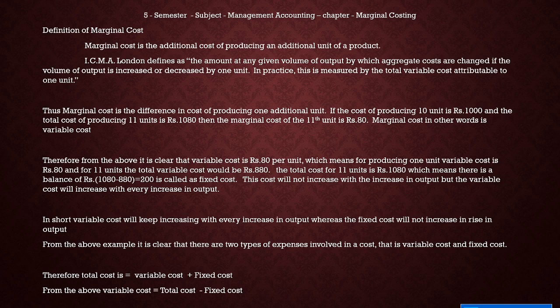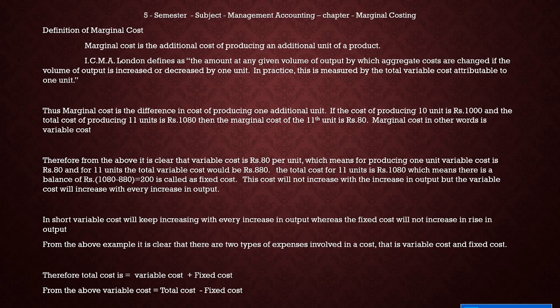Therefore, from the above, it is clear that variable cost is rupees 80 per unit, which means for producing 1 unit, the variable cost is 80. And if I'm producing 11 units, my variable cost will be 880. Now, let us analyze. The total cost of 11 units is 1080 as said earlier. From this 1080, if I remove this 880, there's another cost which is hidden over there, a 200 rupees cost. It is called fixed cost.